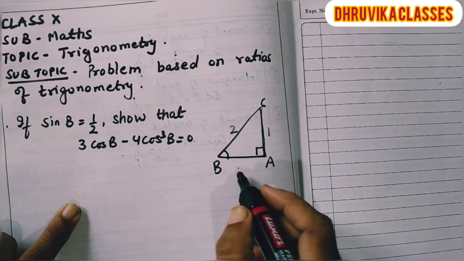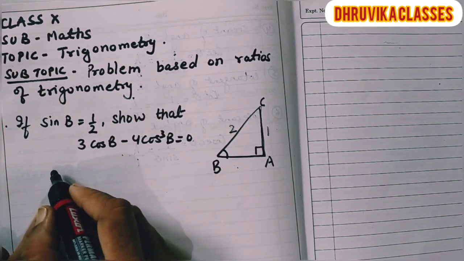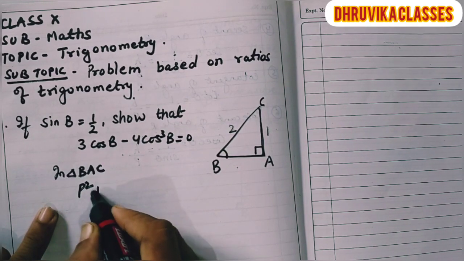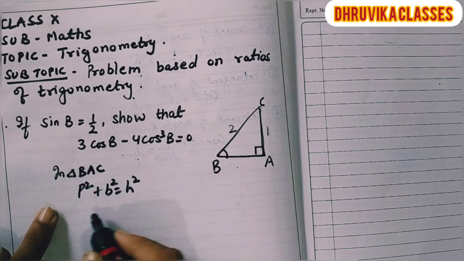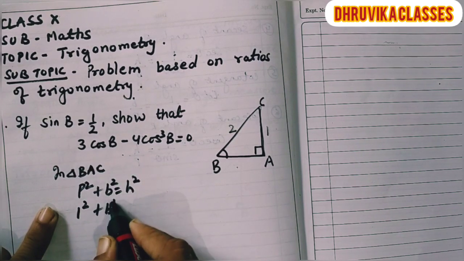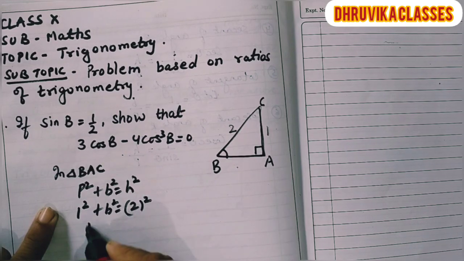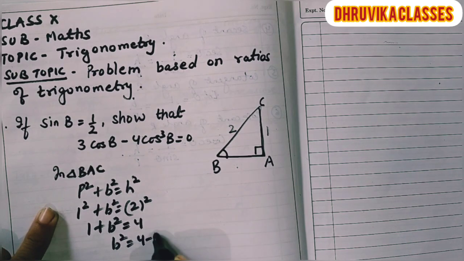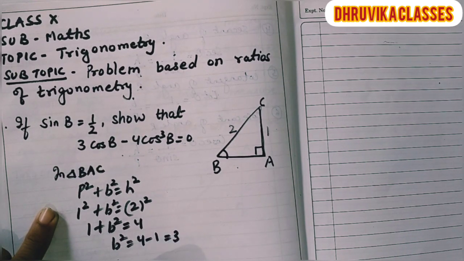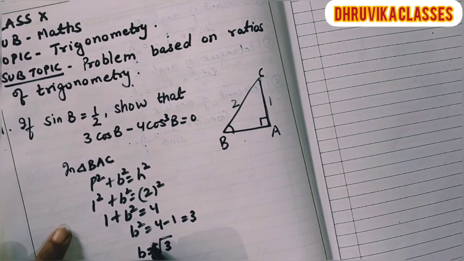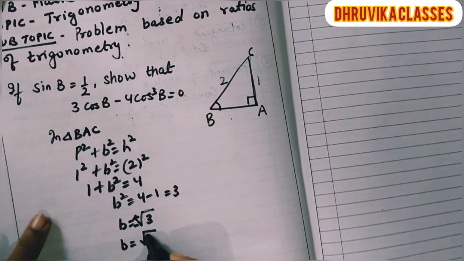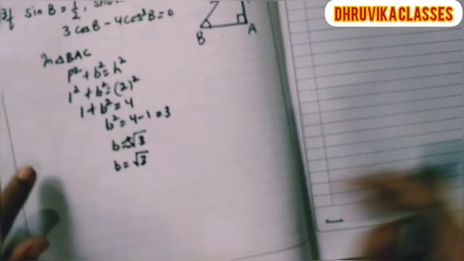So can we find the base using Pythagoras theorem? Using Pythagoras theorem in triangle BAC, P square plus B square is equal to H square. So 1 square plus B square is equal to 2 square. 1 plus B square, 2 square is 4. So B square is 4 minus 1, that is equal to 3. So B is equal to root 3, taking plus and minus. As distance is always positive, here we take B as root 3. So B has come as root 3, that is the base.